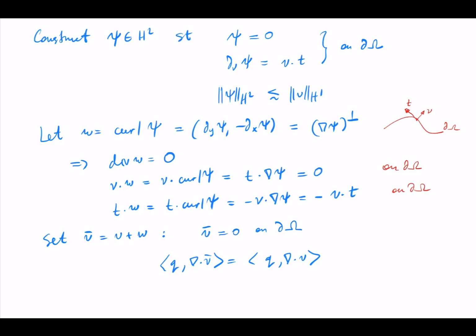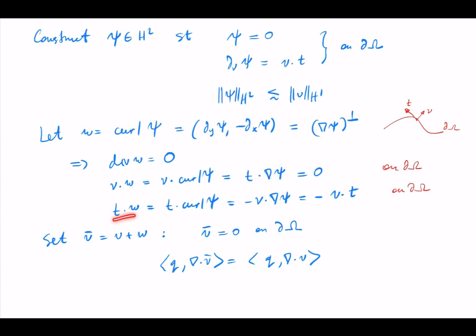And now let's look at the normal component of W on the boundary of omega. The normal component of W is the unit normal vector field nu dotted against the curl of psi, which is equal to, because the curl is the 90-degree rotated gradient, the unit tangential vector field T dotted with the gradient of psi. Okay, but the psi is 0 on the boundary. That means the tangential component of the gradient of psi is 0.